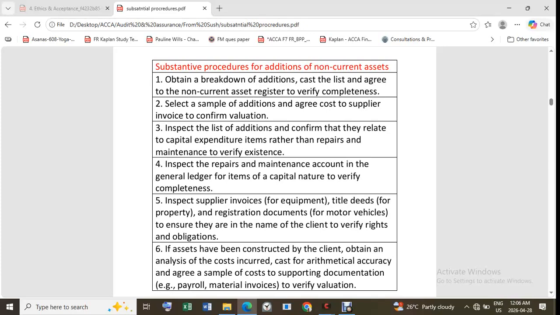For existence, like whether all the capital expenditures are included in the non-current assets, and all the revenue nature expenses are included in the profit or loss or not. So for that we check repair and maintenance expenses, whether there is any capital nature expenses or not. If there is, we have to reallocate it to the non-current assets, and if there is any expense nature of spending that has been capitalized, then we have to reallocate it to profit or loss in repair and maintenance or other appropriate heads.